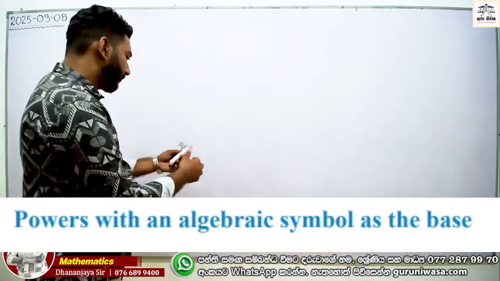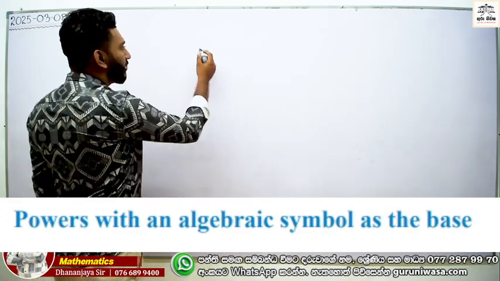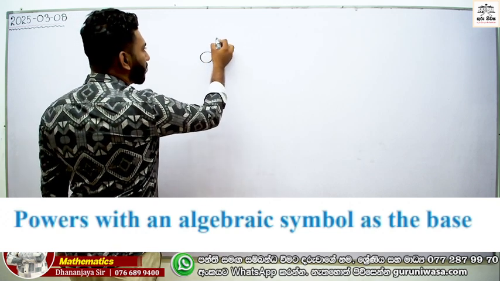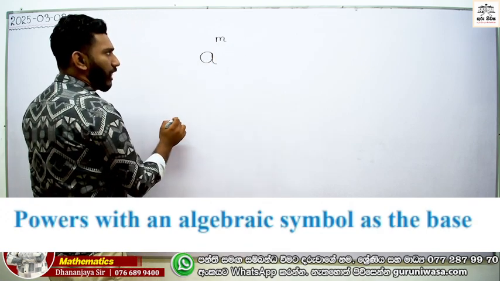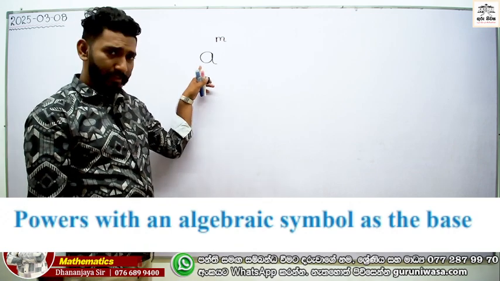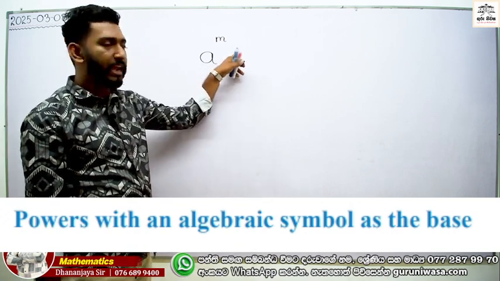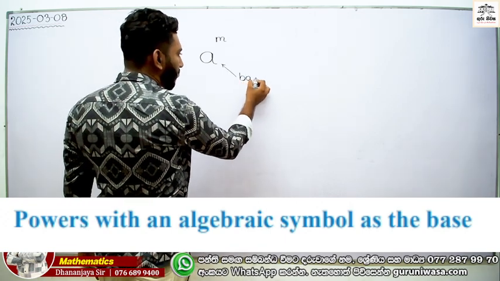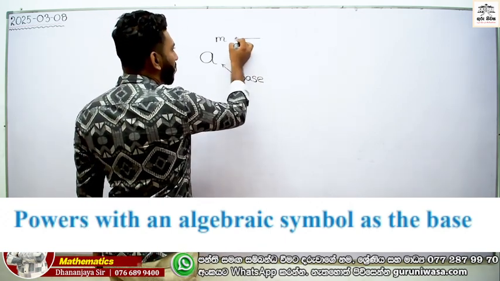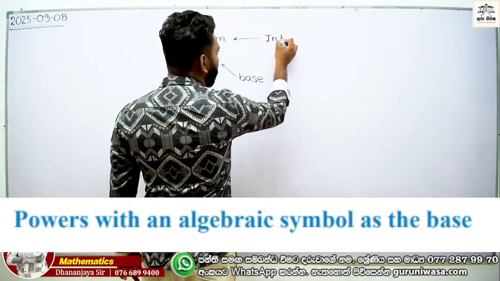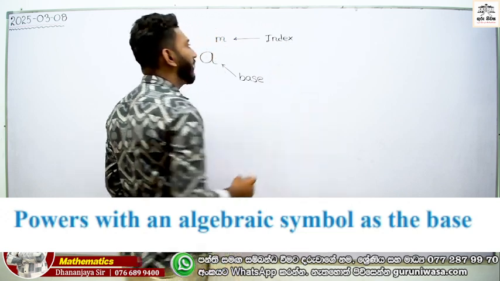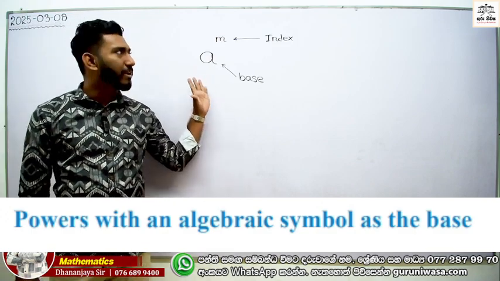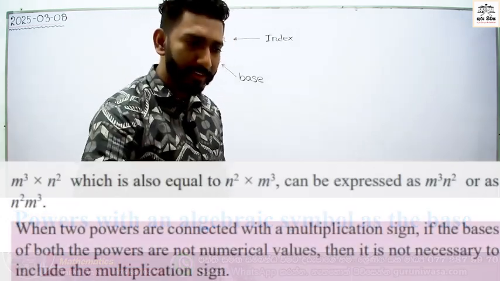Now look at the board. We call this A, and A is a base. Now A to the power of M, like this. How do you read this? A to the power of M. A is what we call the base, and M is what we call the index. This is the formal way to represent indices.